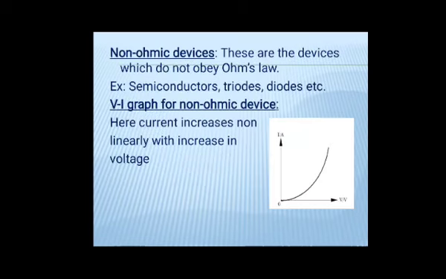But there are some devices which do not obey Ohm's law. Those are called non-ohmic devices. For example, semiconductors, triodes, diodes, etc. Here, if we plot a graph by taking potential difference along x-axis, current along y-axis, current increases non-linearly with increase in voltage. So this is the difference between ohmic device and non-ohmic device. There we will get a straight line, but here it is non-linear, means it is a curve.